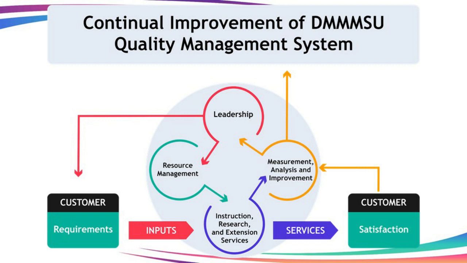The system follows a model showing 2 interacting processes. First, the internal processes which cover the activities to communicate the importance of meeting client or stakeholder and citizen requirements and expectations, define leadership and management responsibility, provide adequate resources to implement the QMS, provide instruction, research and extension services, and monitor, analyze, and continually improve the management systems to meet and exceed client expectations.